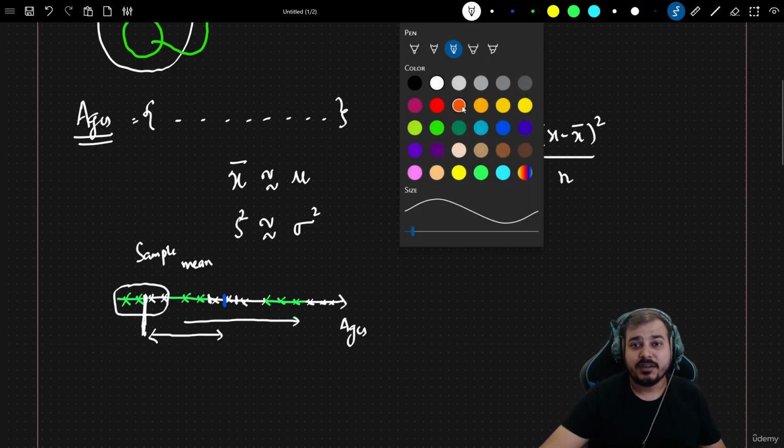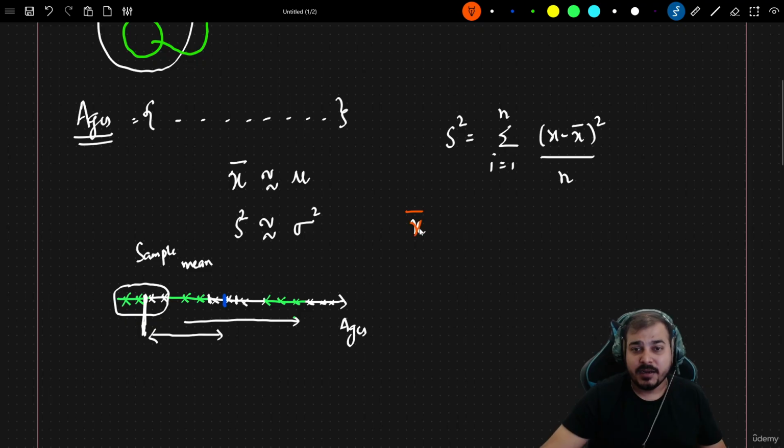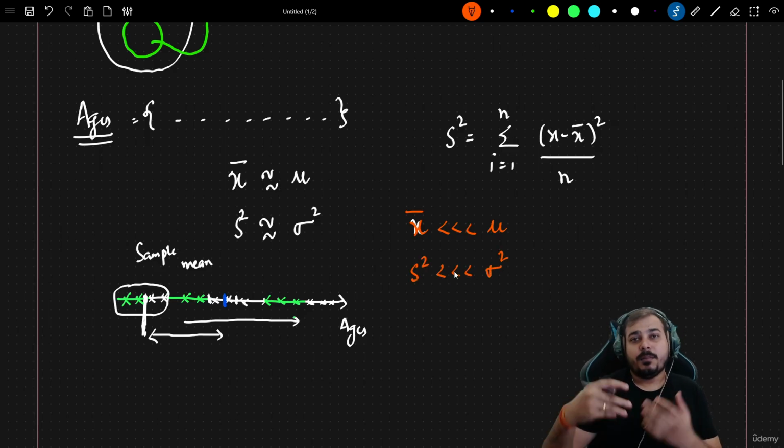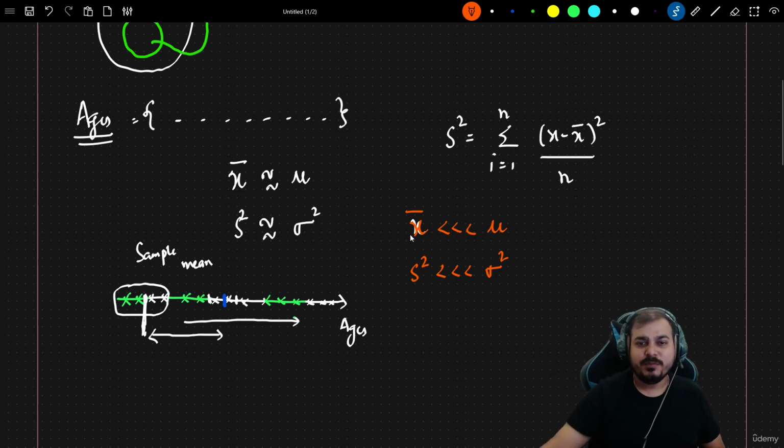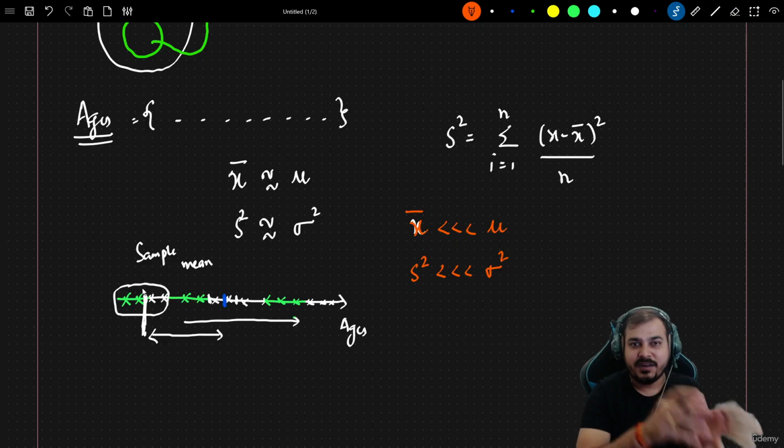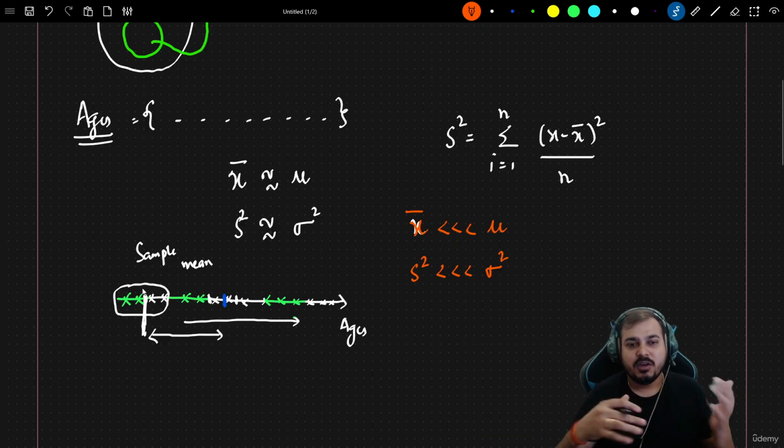So in this particular scenario, what I can come up with as a conclusion is that x bar will be very much lesser than the population mean mu, and s square will also be very much lesser than the population variance, right? So we can come up with this kind of calculation when we are picking this kind of sample data. Why may this be happening? Because there may be different scenarios where I pick up data from here, or from there.